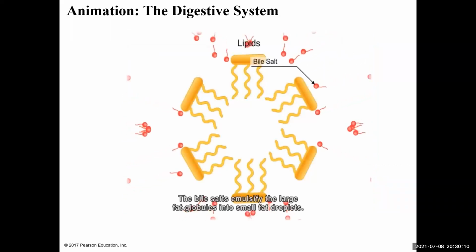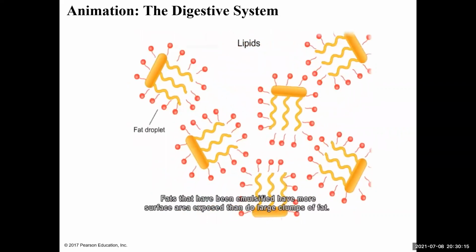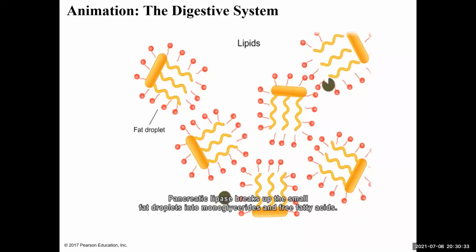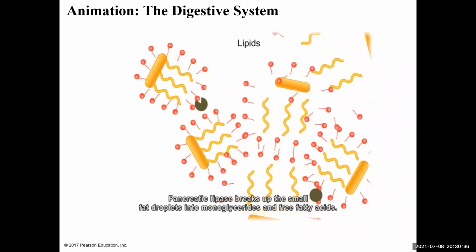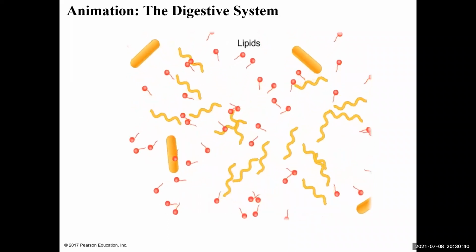The bile salts emulsify the large fat globules into small fat droplets. Fats that have been emulsified have more surface area exposed than do large clumps of fat. Thus, secretion of bile into the small intestine facilitates digestion because smaller emulsified fats are easier for enzymes to gain access to and digest. Pancreatic lipase breaks up the small fat droplets into monoglycerides and free fatty acids.